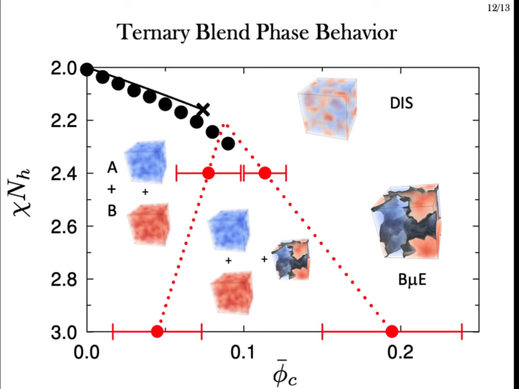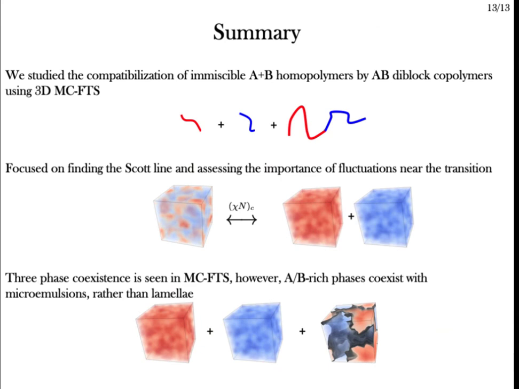To summarize, we studied the compatibilization of immiscible A and B homopolymers by AB diblock copolymers using 3D Monte Carlo field-theoretic simulations. We started by focusing on finding the Scott line and assessing the importance of fluctuations near the transition. Moving to higher chi-n, we found a region of three-phase coexistence in Monte Carlo field-theoretic simulations. Unlike mean field theory, however, the A and B rich phases don't coexist with lamellae, instead they coexist with bicontinuous microemulsions. This brings me to the end of the APS talk.